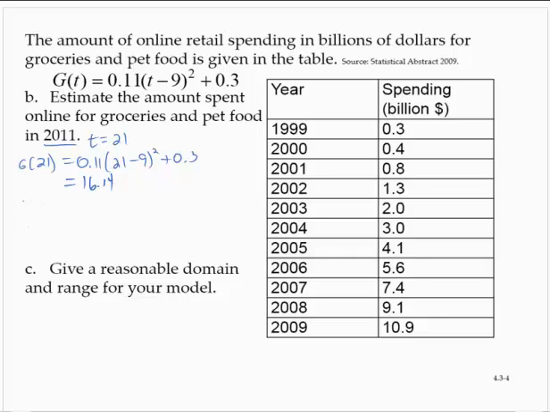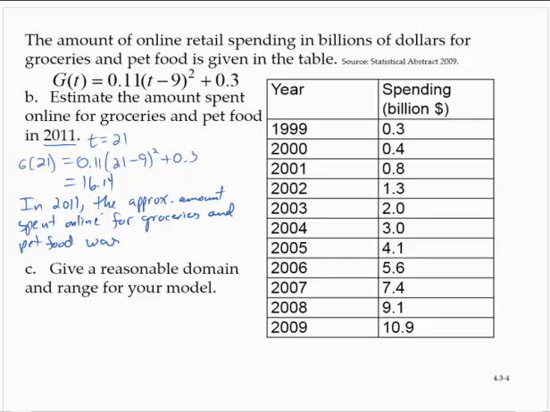So in 2011, the approximate amount spent online for groceries and pet food was about $16.14 billion.